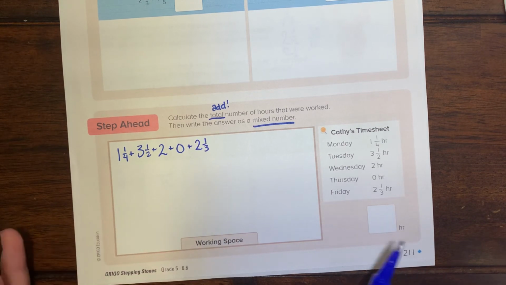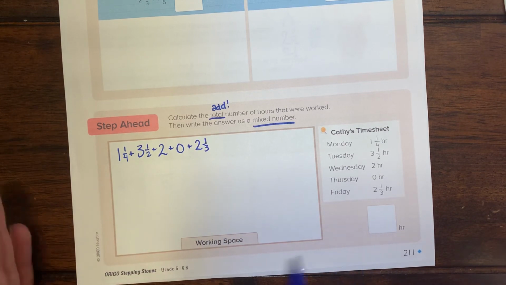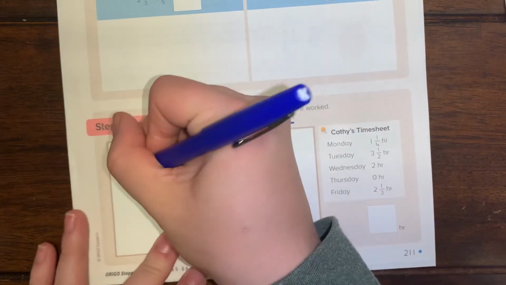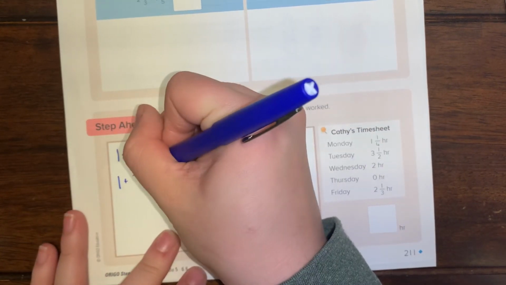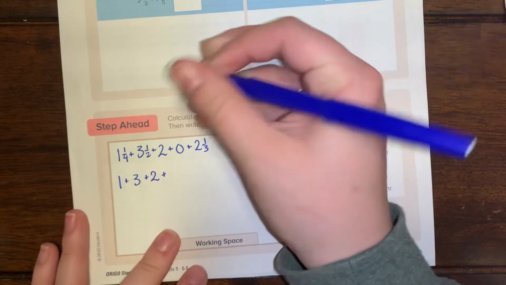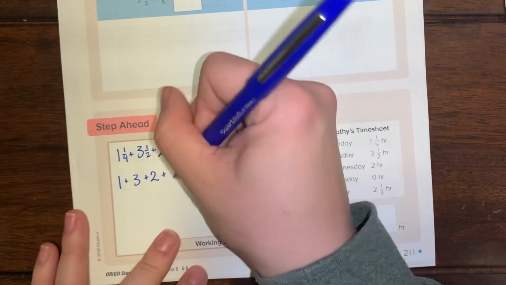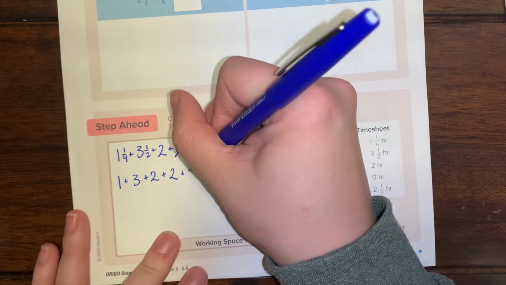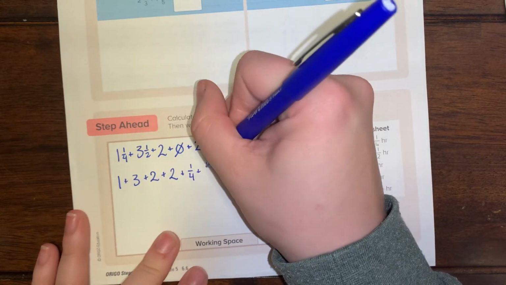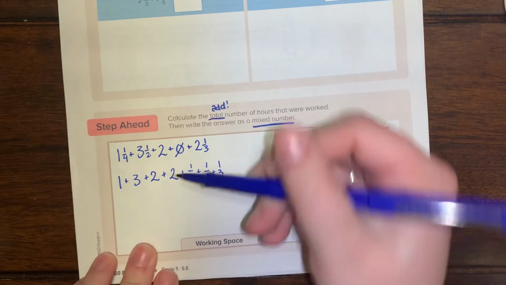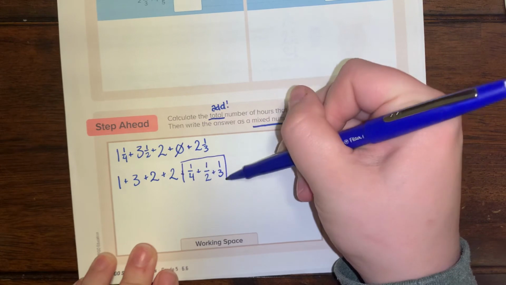Now, what do we do with mixed numbers? If we want to end up with a mixed number, we're going to simplify it. We're going to break it down. So I'm going to take all my whole numbers out first. I'm going to take my 1 plus 3 plus 2. I don't really need to put plus 0 because it doesn't really count. So those are my whole numbers. Now for my fractions, 1/4 plus 1/2 plus 1/3. So let's focus on our fractions first.